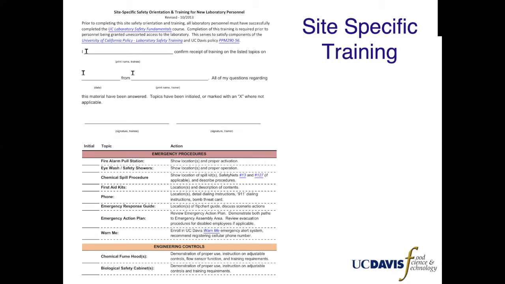Site-specific training. This is an example of the site-specific training checklist. You need to receive this training prior to beginning work in the laboratory. In this training, you will learn the location and proper use of safety equipment such as personal protective equipment, fire alarms, safety eye washes, spill and first aid kits, chemical fume hoods, and biological safety cabinets. It will also review proper emergency response and ensure that you have read the department-specific emergency action and injury and illness prevention plans, in addition to laboratory-specific standard operating procedures.